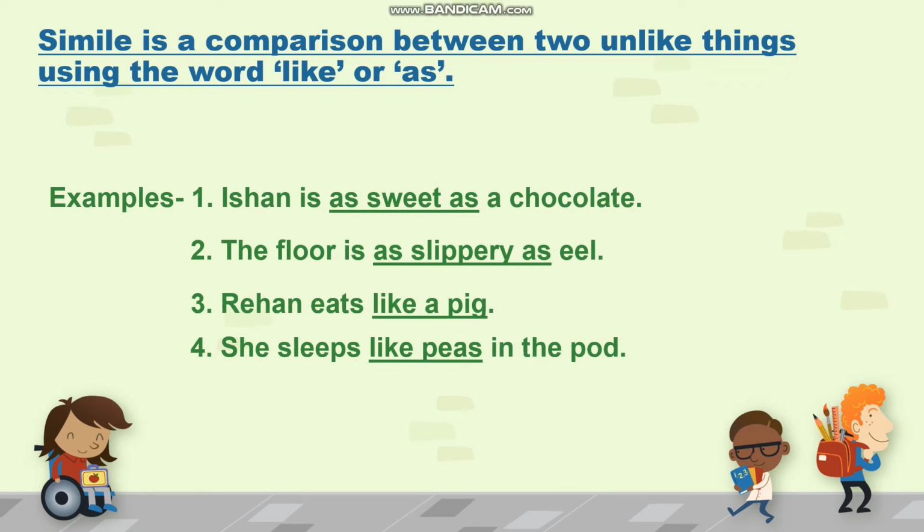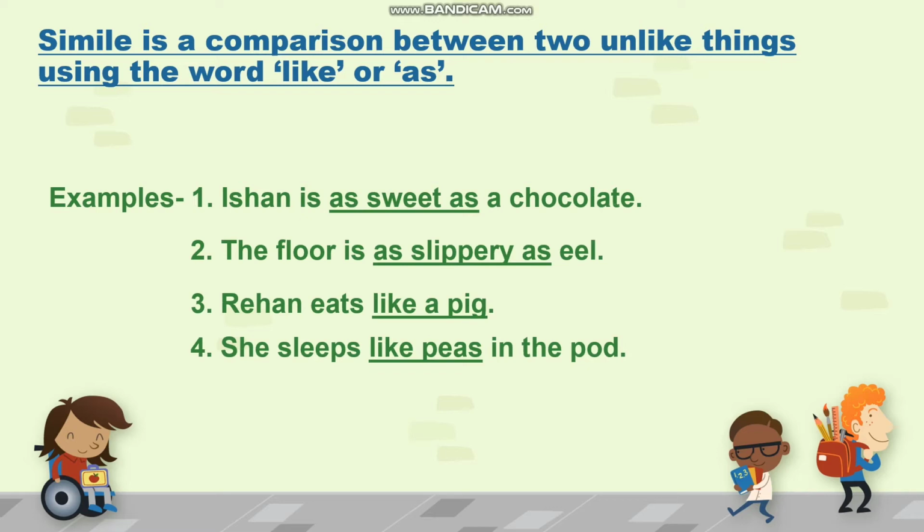Ishan is as sweet as a chocolate. हम ईशान और चॉकलेट के बीच में कंपैरिजन कर रहे हैं. दो बहुत अलग चीजें ईशान और चॉकलेट, हम उन दोनों को साथ में मिला के कंपैरिजन कर रहे हैं. ईशान चॉकलेट के जितना मीठा है. The floor is as slippery as an eel. Eel is बच्चा an animal which lives in sea. और वो बहुत ऐसे slippery होता है. So we are saying the floor is as slippery as an eel. Rehan eats like a pig. She sleeps like peas in the pod.